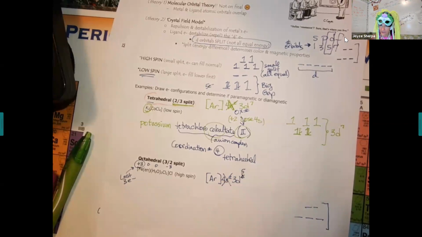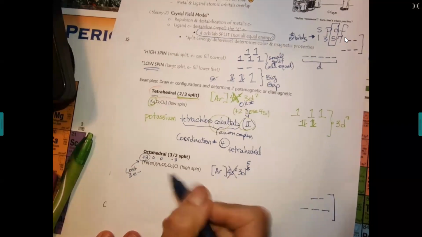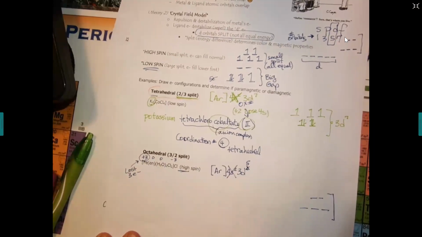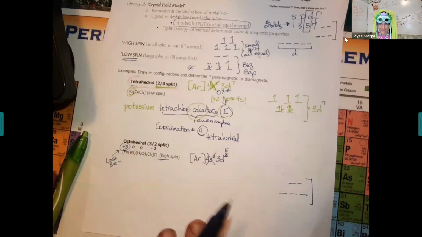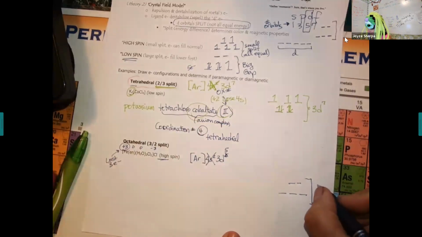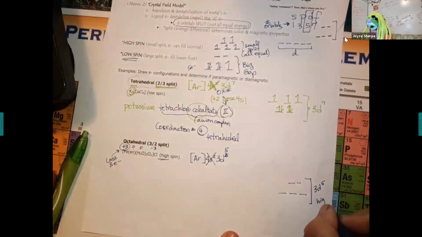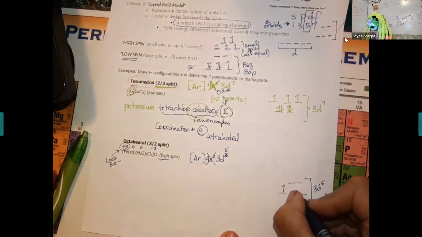Now, if this was low spin, they would all go in the, did I tell you guys what the spin was? Yeah, I did. It's a high spin, sorry. So it's an octahedral. Tetrahedral split 2-3, octahedral split 3-2. This page of your notes, this last piece is like everything. It's high, so it's 3d5 and it's high spin. So you just do 1 in each.